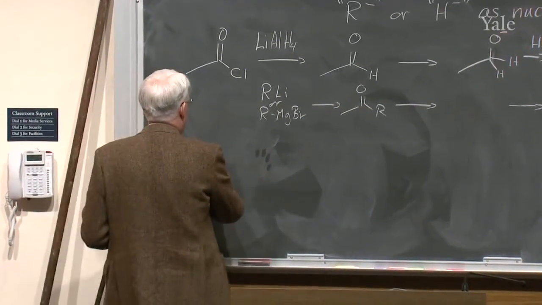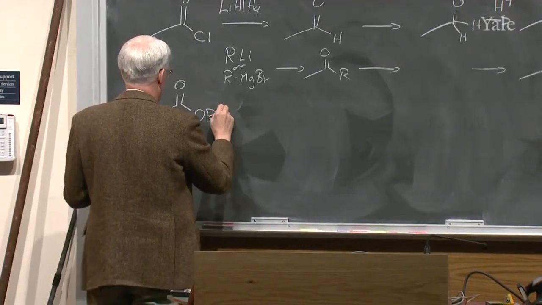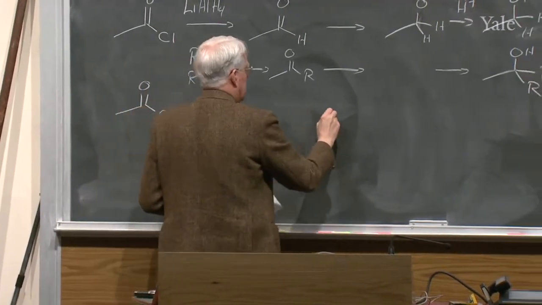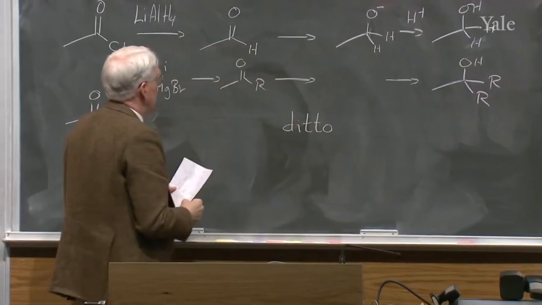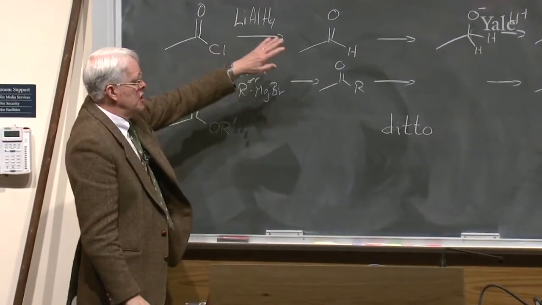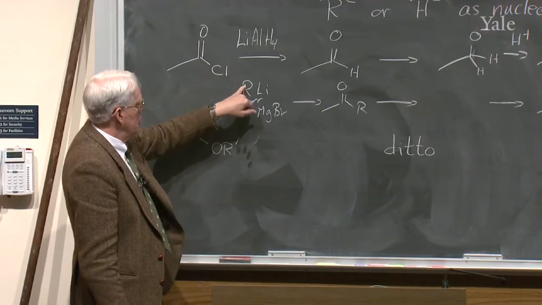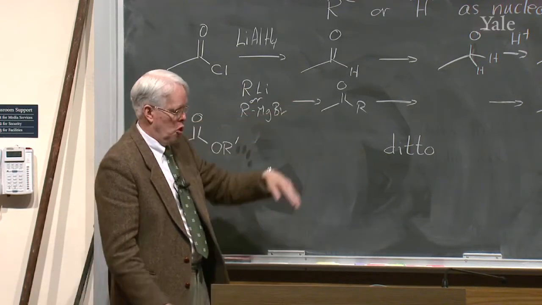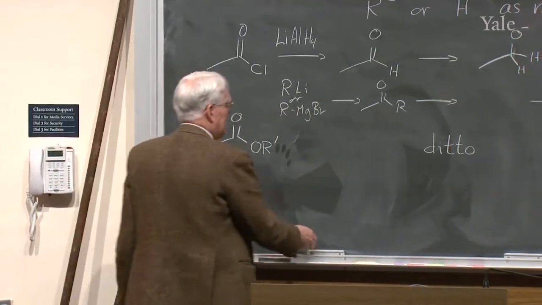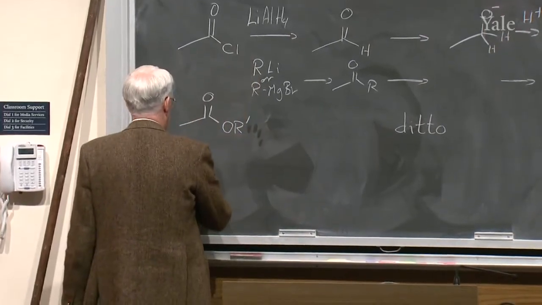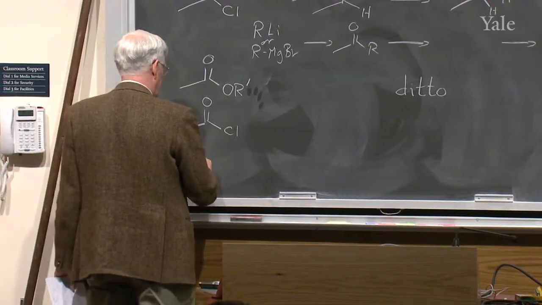Now, if you use an ester, I'll just write ditto, right? If you react it with lithium aluminum hydride, you get all the way to the alcohol, replacing now the OR minus instead of the Cl. Or if you use alkyl lithium or alkyl magnesium bromide, you go all the way to the alcohol. In fact, a particularly interesting one is to use 2 chlorines or 2 esters.